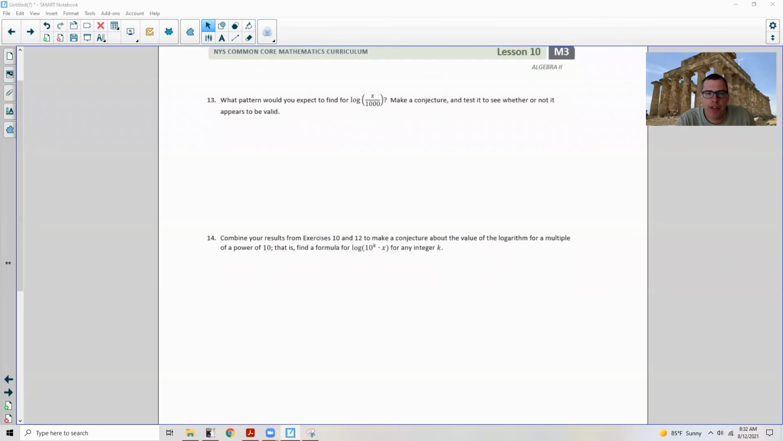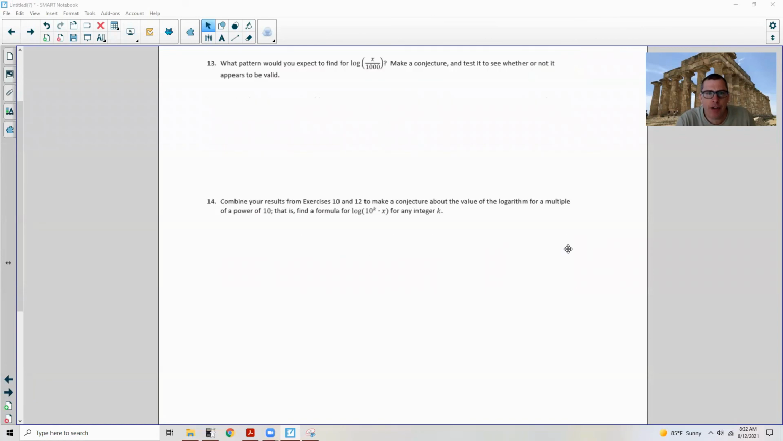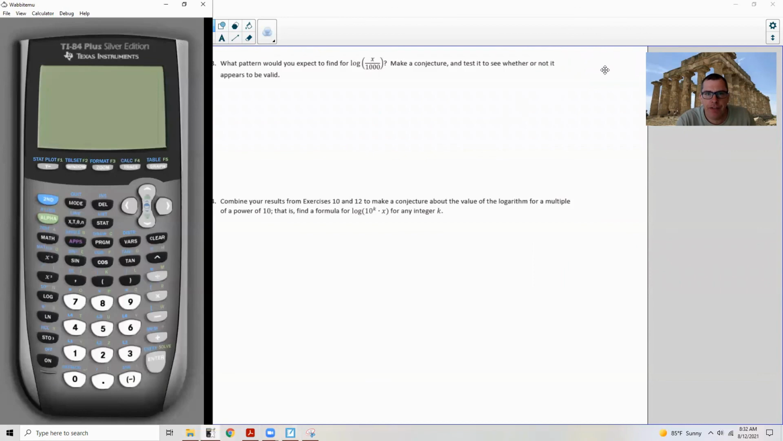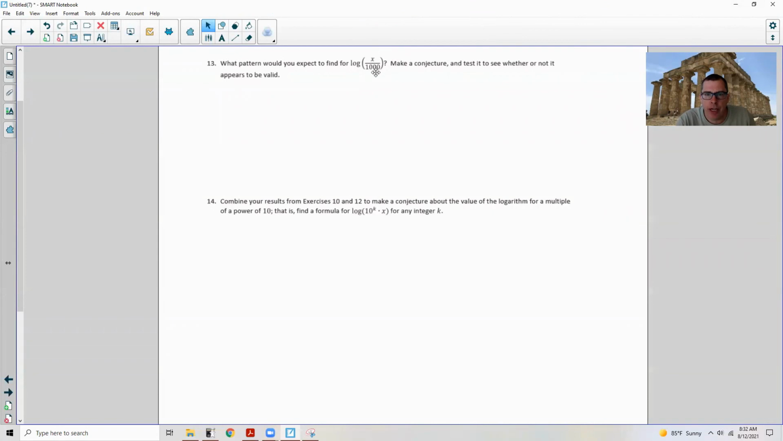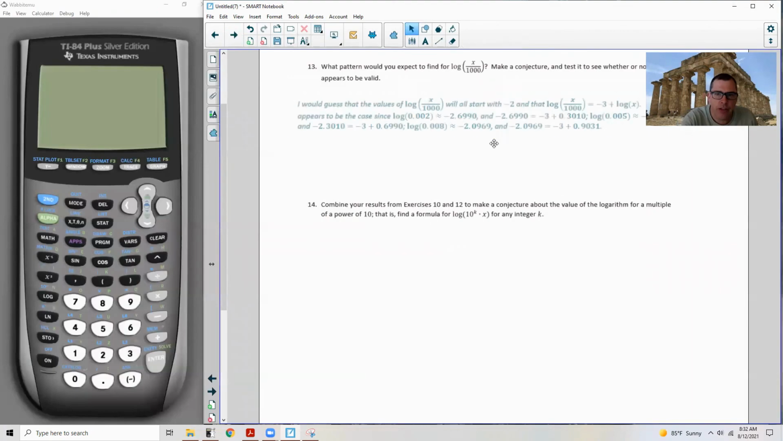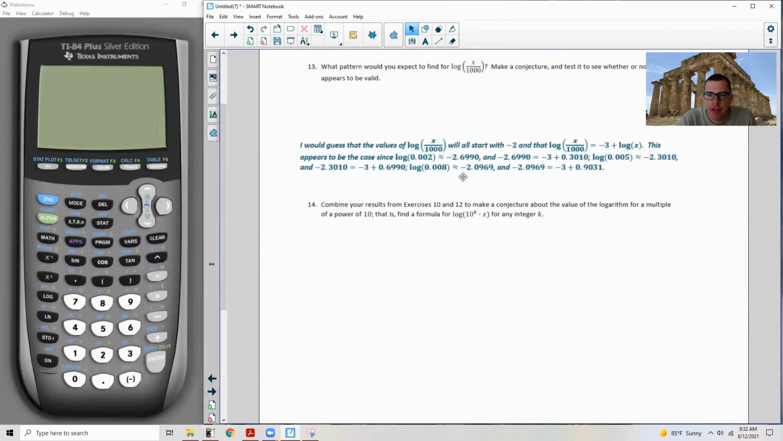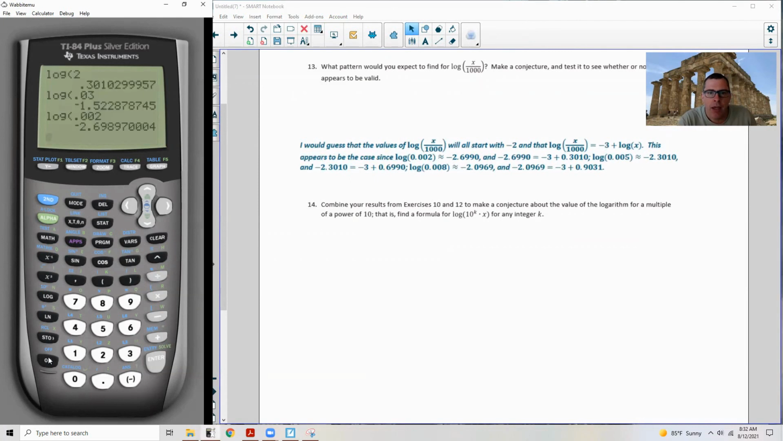All right, page 5 brings us to number 13. So now it says, what pattern would you expect to find for log of x over 1,000? Make a conjecture and test it to see whether or not it appears to be valid. Okay, so here's the conjecture. Let me move this down out from behind me. And it says, I would guess that the values of log of x over 1000 will start at -2 and the log of x over 1000 equals -3 plus some log of x.